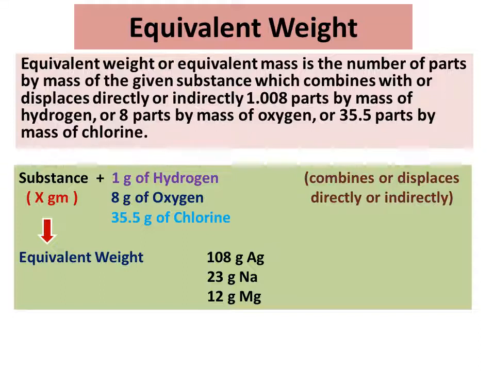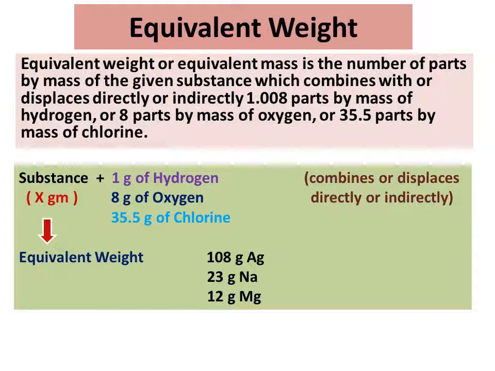So then also we will say that x gram is the equivalent weight of that substance. Suppose we don't have hydrogen, we don't have oxygen, so it is only chlorine. If x gram of that substance combines with 35.5 grams of chlorine, or displaces 35.5 grams of chlorine directly or indirectly, that is the equivalent weight of that substance. And what is 1 gram of hydrogen, what is 8 grams of oxygen, what is 35.5 grams of chlorine? These are all equivalent weights of these elements.